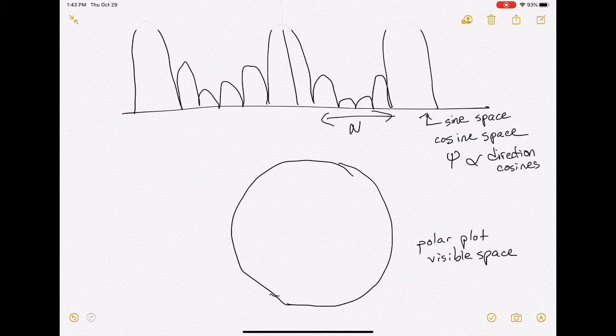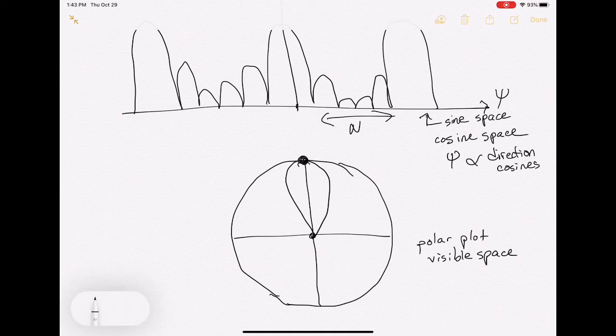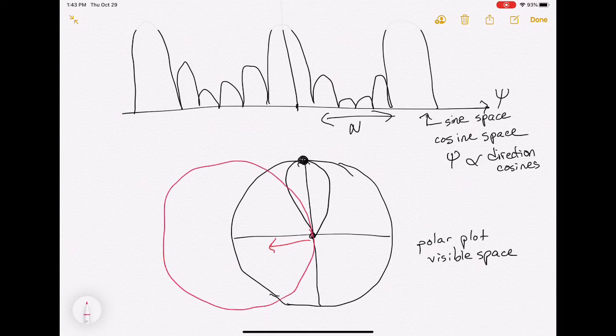Now this polar plot that's in visible space, the way that we drew it last time, since its origin is right below psi equals 0, that means that the main beam always ends up right here at the top of the circle. What if, instead, we could shift the origin of this circle? What if we moved the circle over by a little bit, drew the same circle, but now its center is here?